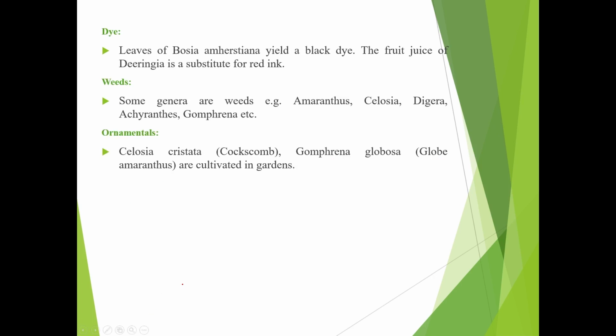Some plants are also used as dye-yielding plants, like Bosea amherstiana that yields a black dye. Then the fruit of Deeringia is a substitute for red ink. Many plants grow as weeds on the sides of roads, like Amaranthus, Celosia, Digera, Achyranthes, Gomphrena. Many plants grow as weeds in the wild. Then some plants of this family are also ornamental, like Celosia and Gomphrena globosa. They are all cultivated as ornamental plants in the garden.